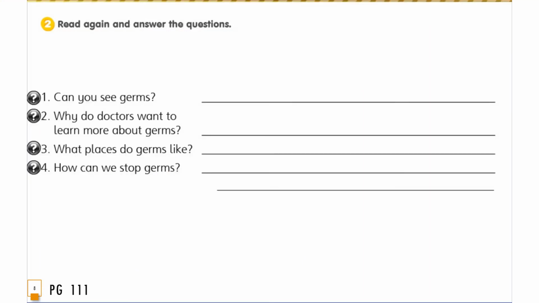So now let's go to page 111. There are 4 questions here. So what we are going to do today, we are going to answer these questions. For question number 1, can you see germs? Can you? Yes or no?